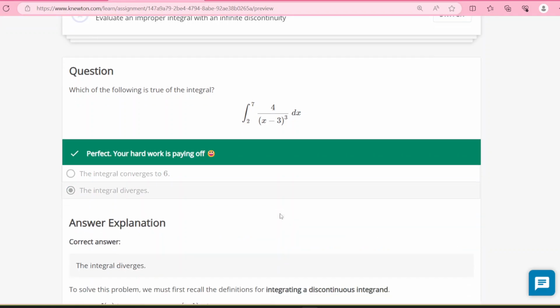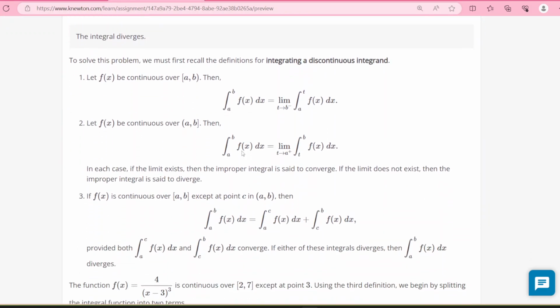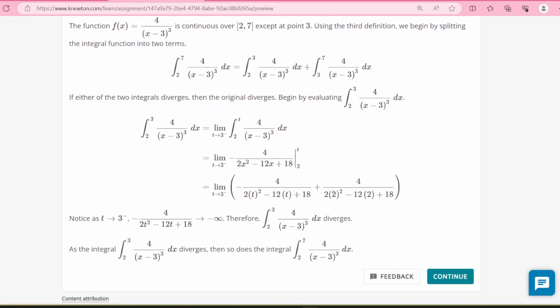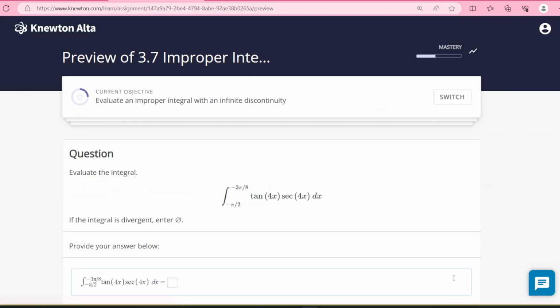Submit. And again, they read through it, and they talk about the 3 different cases, just like with the infinite interval objective. In all these answer explanations, they go over the 3 different cases. And you see, they did the integral from 2 to 3 again, said it diverges. So you don't need to check from 3 to 7. They say the whole thing diverges as long as one of those diverges.